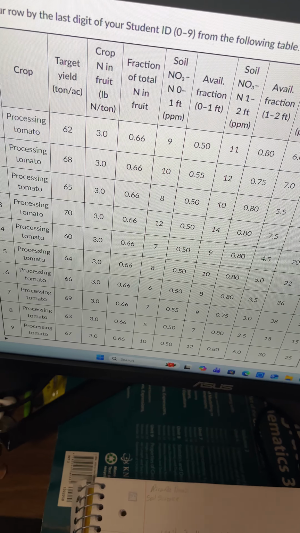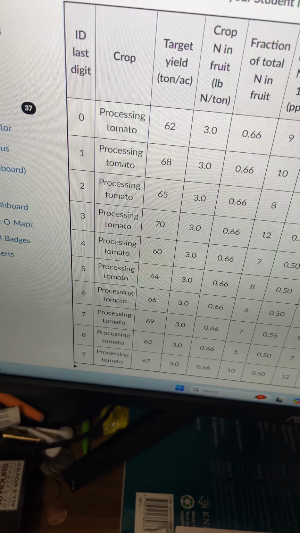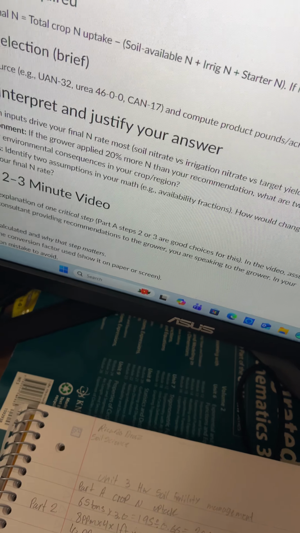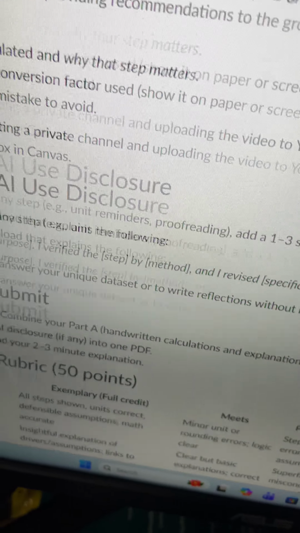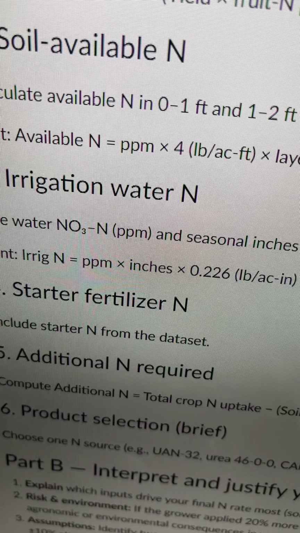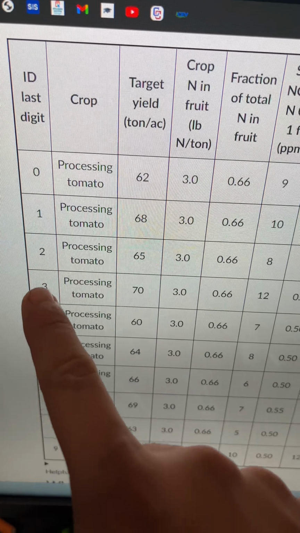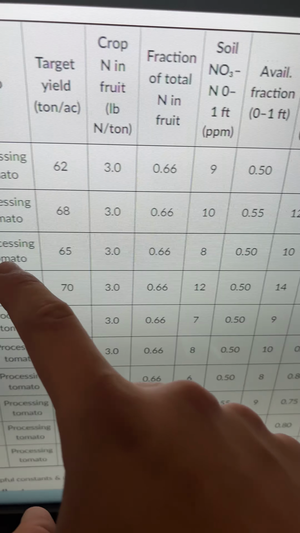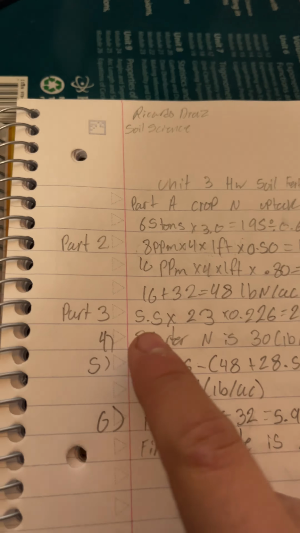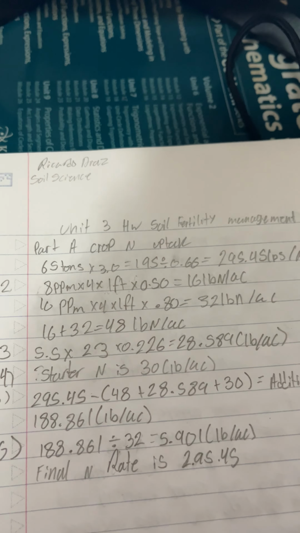The first thing that we want to get is our data set. Based on your ID, you're going to use the last letter. For me, it's going to be 2. For this problem, using the hint that Mr. Ellsworth gave us, we're going to be looking for the ppm and the inches. If we go into the chart, since mine ends with 2, I'm going to be looking for the ppm of irrigation water, and it's going to fall over 5.5, which I have right here. I'm also going to need the inches.